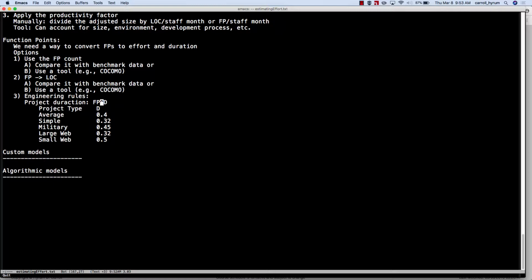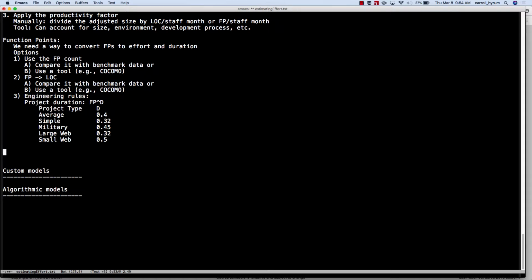So if you had 1 screen for a small web project and 10 screens for a large web project, that first screen is going to take the most time probably, the second less time, third less time, fourth less time, etc. So that's some intuition behind the difference between large web and small web. Okay, so that's duration.